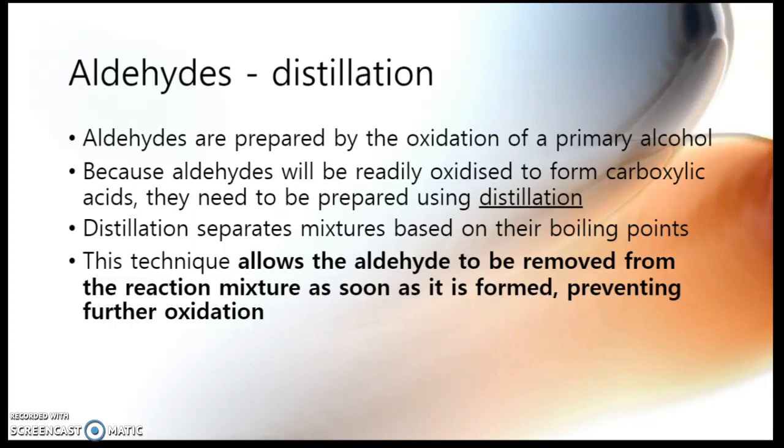Now, the reason we use it for aldehydes is because it allows the aldehyde to be removed from the reaction mixture as soon as it's formed, which prevents it being further oxidized to form the carboxylic acid. Now, there's a reason I put that in bold in this slide, and the reason it's in bold is that phrase is a really useful phrase to remember and to use in your exam if you have a question about aldehydes and ketones. Okay, so about distillation and the preparation of aldehydes anyway. So we use this technique because it allows the aldehyde to be removed from the mixture as soon as it's formed. Well, how does it work?